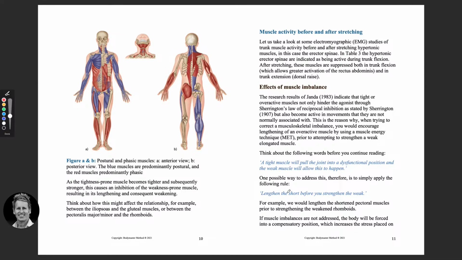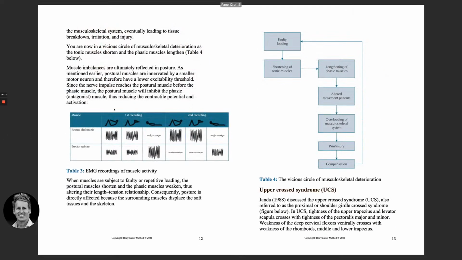And I have a mnemonic where I talk about lengthen the short before you strengthen the weak. So for instance, if you're looking at the psoas and the gluteal relationship, you would lengthen the psoas before you activate the glutes. If you've got weakness in the rhomboids, you would lengthen the pectoral muscles, the major and the minor here, before you would activate the rhomboids. Let me explain that in the table over here.